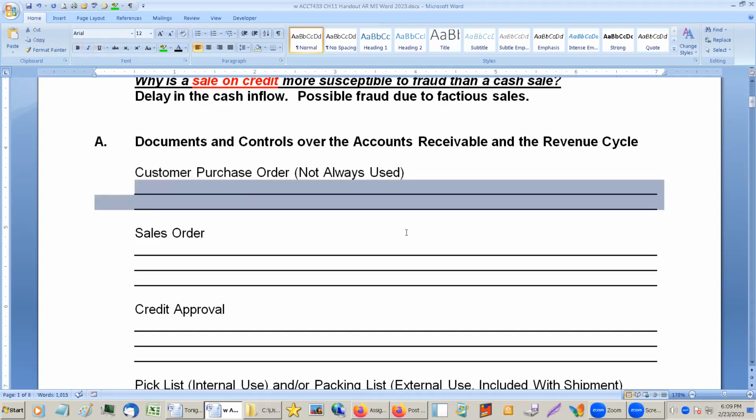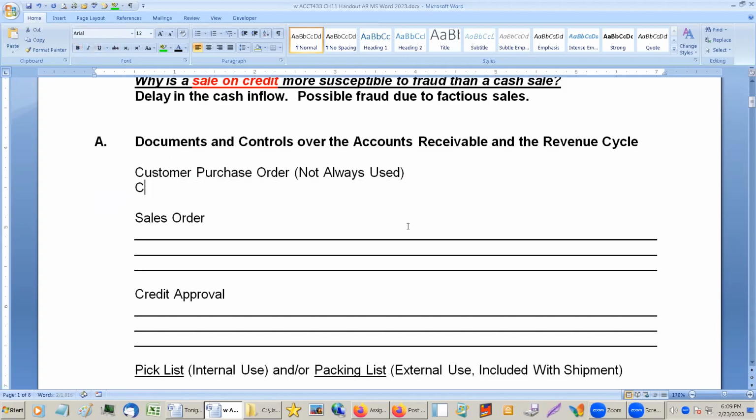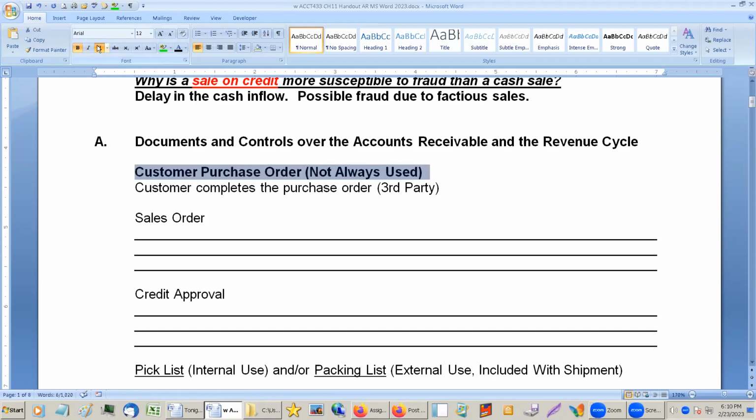Okay, customer purchase order. And this purchase order is a third-party document. So it's going to be a little bit better evidence than something coming from the client, but it isn't always used in sales, obviously.